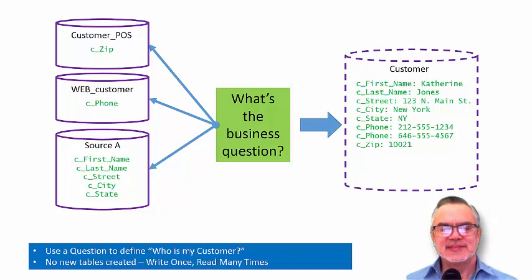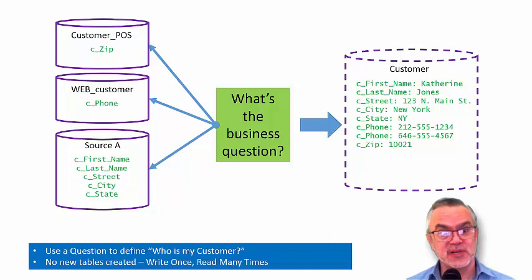So how would this relate to what someone really needed in real life? On the right-hand side, you're going to see the answer to the thing in the middle, which is the business question. The question is, who is my customer? So in who is my customer, we see over on the left-hand side, the new customer POS, we pulled in the zip code, ZIP. And in web customer, we pulled in phone. And there was another source that we didn't talk about because we didn't have enough room on the page. But let's just call it source A, where it's been clarified that the canonical elements coming out of that are first name, last name, street, city, and state.